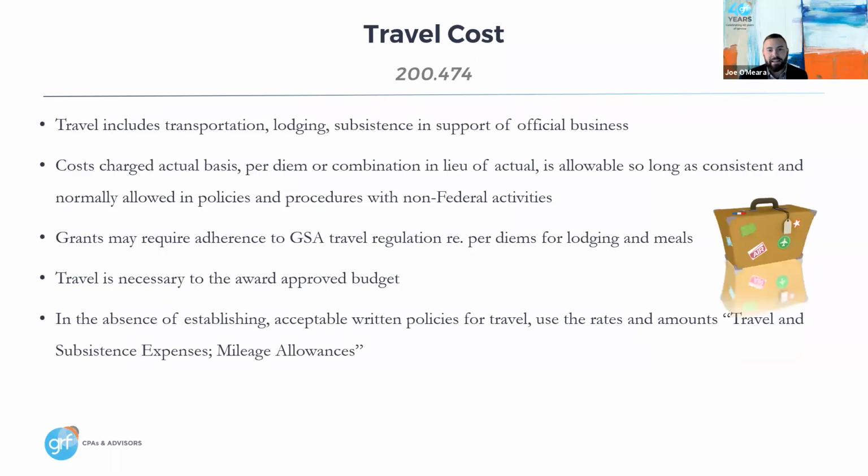Yeah, so travel costs, this is another section. There's a lot of different detail in here, but in general, travel costs are allowable as long as they support the official business of the organization and are necessary to perform the objectives of the federal award. Again, you want to make sure you have a written travel policy that employees follow. Otherwise, the government will expect that you follow their travel policy, which is not going to be in your best interest in most situations.